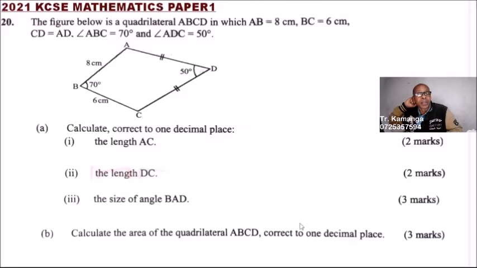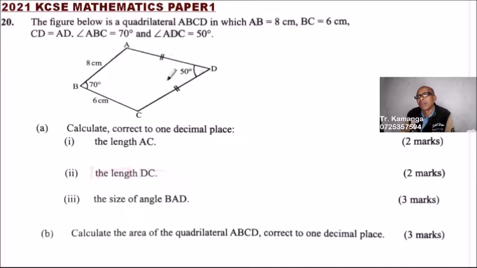This is question number 20. The figure below is a quadrilateral ABCD, in which AB is 8, BC is 6, CD is equal to AD, angle ABC is equal to 70, and angle ADC is 50. So that information is given on the diagram that we have.